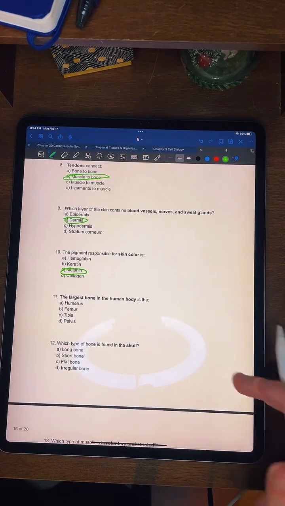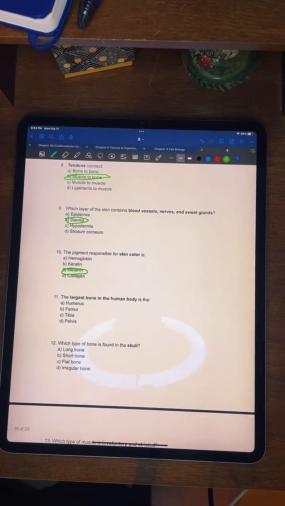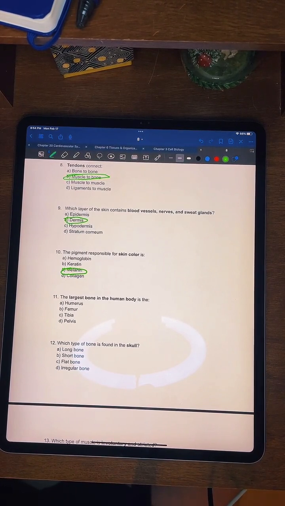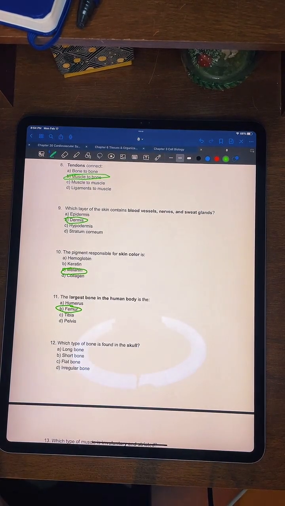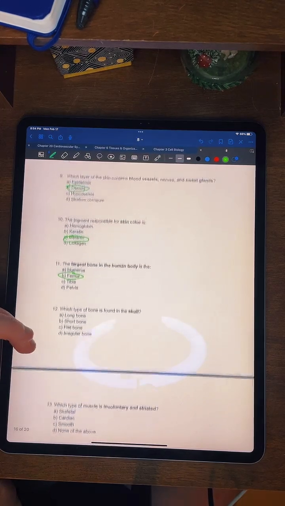The largest bone in the human body is the A, humerus, B, femur, C, tibia, or D, pelvis. B, that would be femur. That is correct. I read the textbook for a whole month and still did bad. We're gonna get to AP2. There's some AP2 questions a little more down.